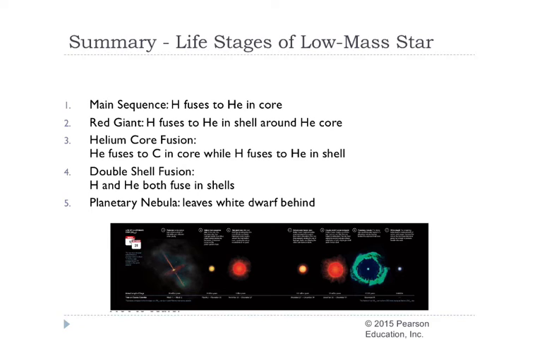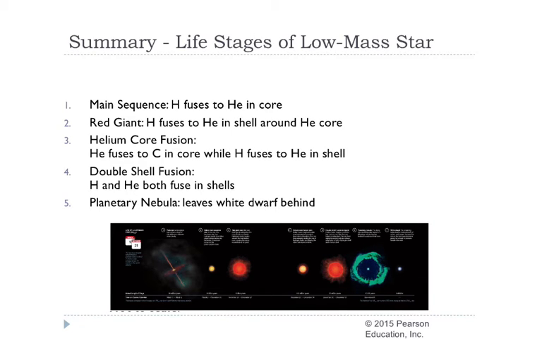Here's a summary of low-mass stars. When they form, they're in the main sequence. Then towards the end, they'll turn into that red giant with that helium core fusion. They'll have that double shell fusion. And then eventually they'll turn into a planetary nebula and leave behind a white dwarf.